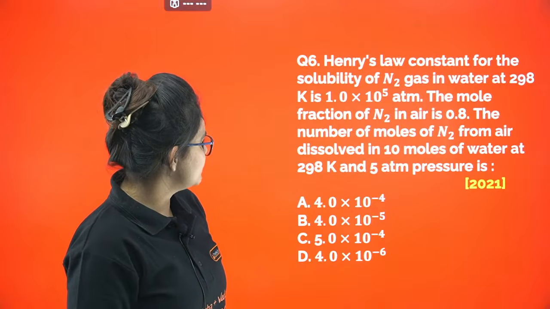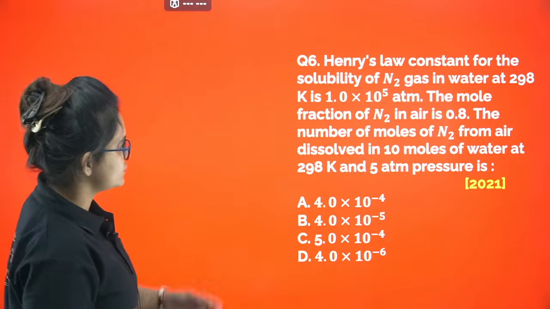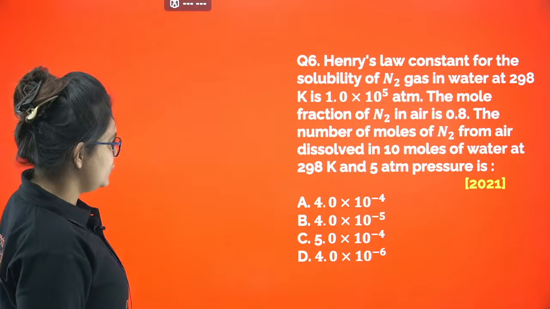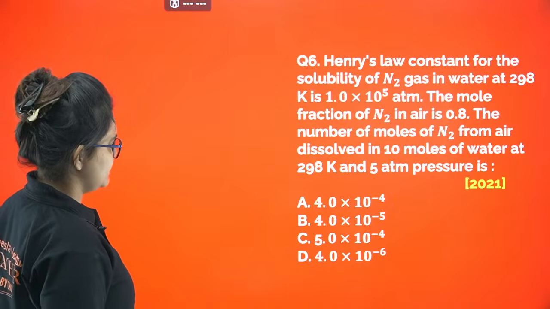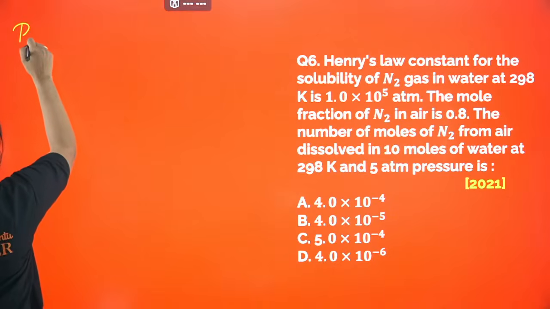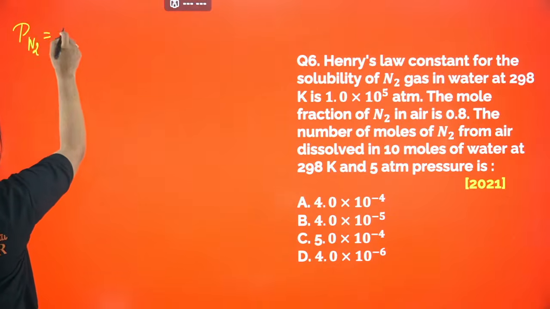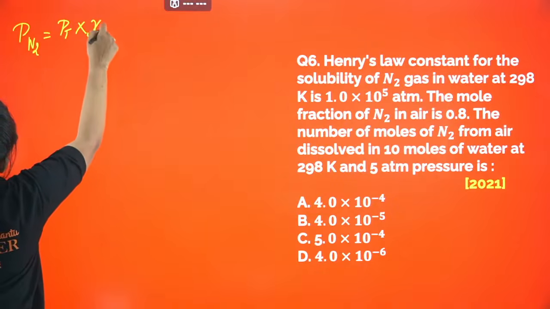Okay, so here you can see Henry's law constant for the solubility of N2 gas in water at 298 Kelvin is given. Okay, the mole fraction of N2 in air is also given. The number of moles of N2 from air dissolved in 10 moles of water at 298 Kelvin. Okay, so let's proceed with the information that are given here. Okay, so what I can do is I can calculate the partial pressure of N2 at first. So partial pressure of N2 is basically total pressure into mole fraction of N2.